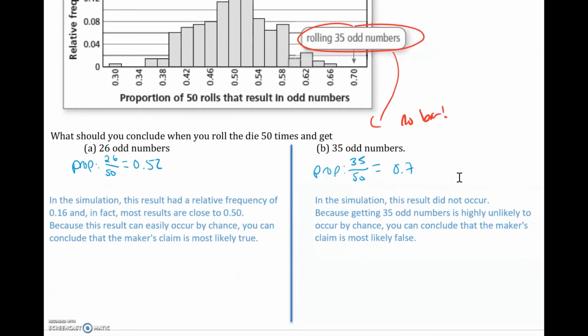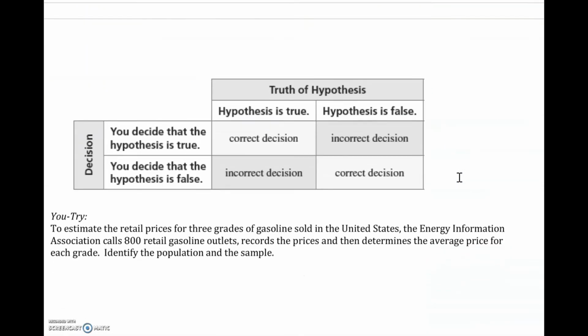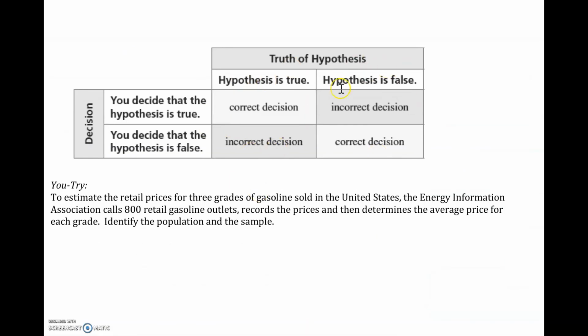Okay, one last thing I want to talk about before we get into the U-try problems is right here, this little chart. Don't let this be confusing. This is basically a summary of your possible results, so it should hopefully be pretty straightforward. Either you decide the hypothesis is true and you're right, or you're wrong, or you decide the hypothesis is false and you're wrong, or you're right. One of those four things is going to be true about the situation. You have four possible outcomes of your decision. That's just saying, this is what could happen.